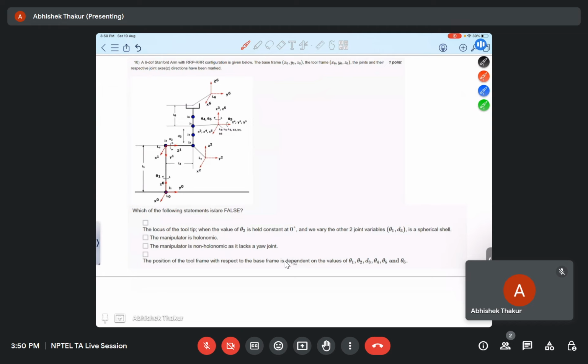The joints and the respective joint axis direction have been marked. So here this is R, R, P, and two R axes here, R, R, and R. Okay. So the base frame is given, L naught here. So now it's asking which statements are false. So first we will see the first statement.